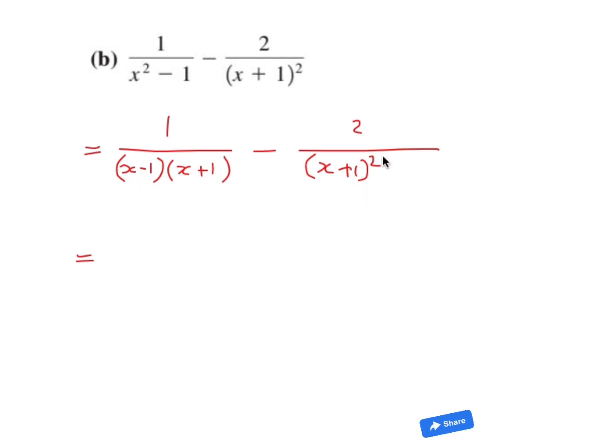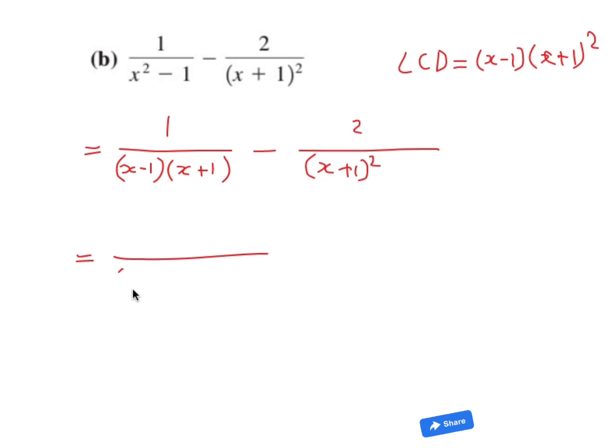So here 1 over x plus 1, but here 2 over x plus 1 square, and here this x minus 1. So when we find the least common denominator, it is x minus 1 times x plus 1 square, because we always take the larger one. So the least common denominator is x minus 1 and x plus 1 square. So here we need one more x plus 1, so multiply in numerator and denominator with x plus 1.